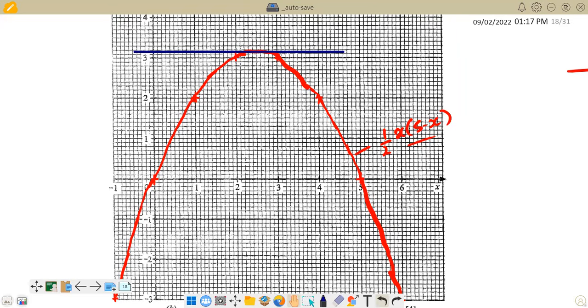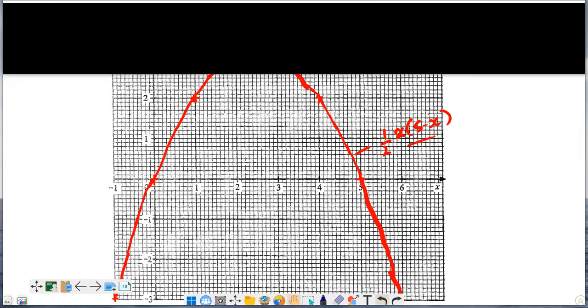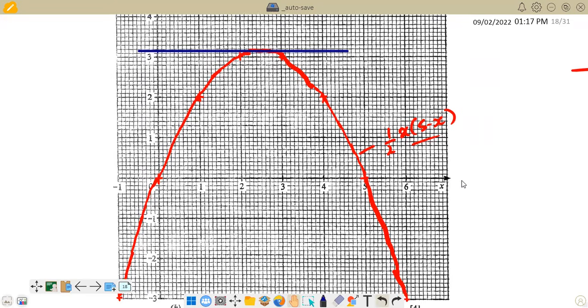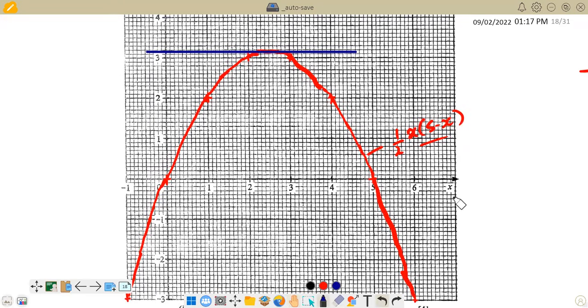Above the x-axis, okay, I didn't indicate the pen. Let me indicate my pen back. Okay, it's saving now. So this is my x-axis that I'm having. So we are saying above the x-axis is positive and down it's negative.